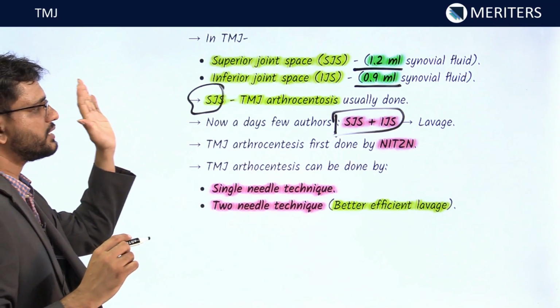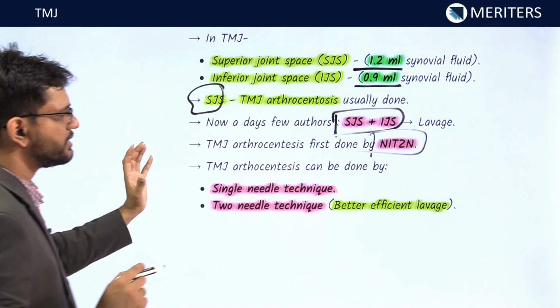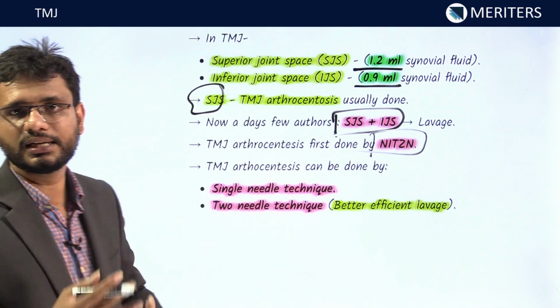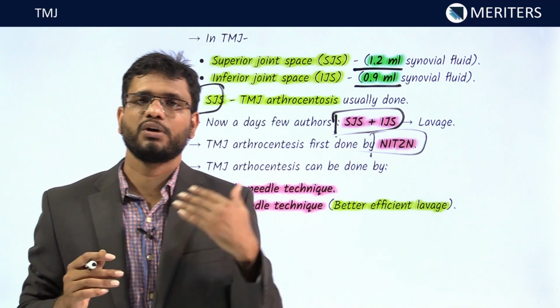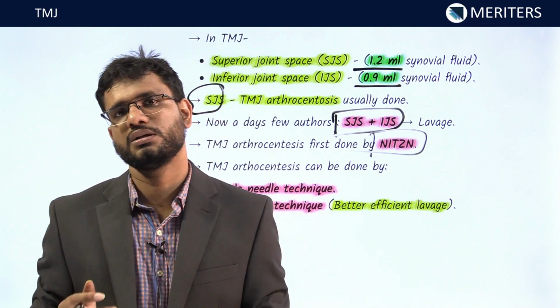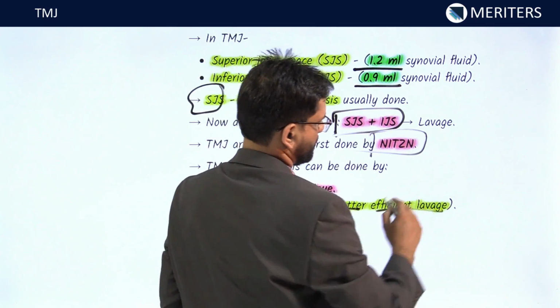So this TMJ orthocentesis was first done by Nitzan, and TMJ orthocentesis can be done by either the single needle technique, or we can use two needles. Okay, one is for the inlet and another is for the outlet, and it is a better and more efficient lavage.